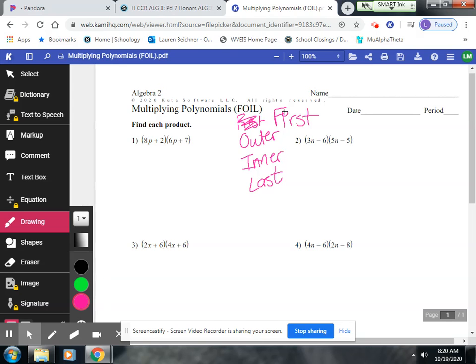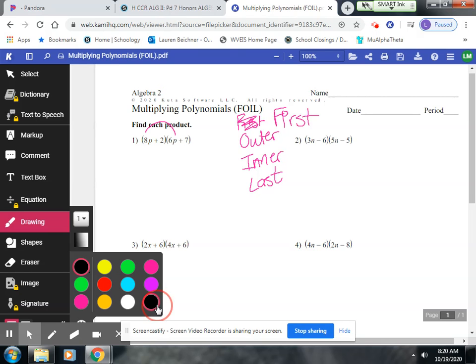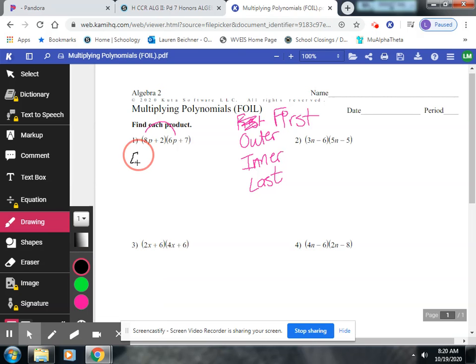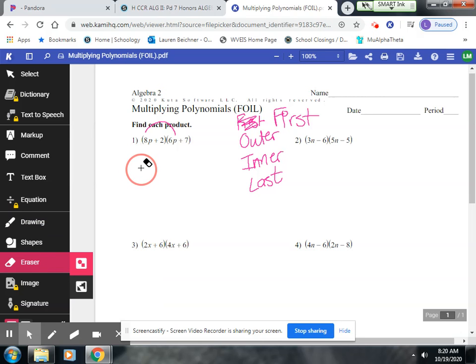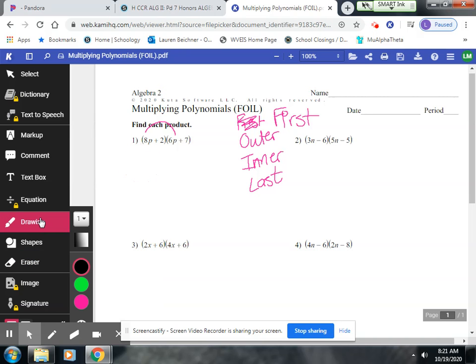So we are going to do number one. We have 8p plus 2 times 6p plus 7. So F stands for first. I'm going to be multiplying the 8p and the 6p together. Well, 8p times 6p is going to give us 48p squared. Anytime you multiply two variables together, p times p, that's going to give you a p squared.